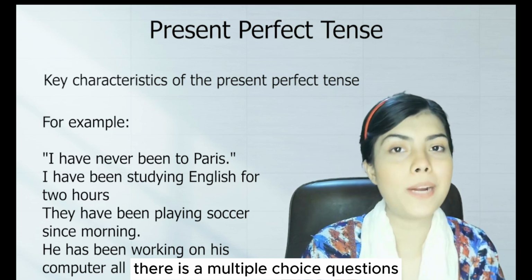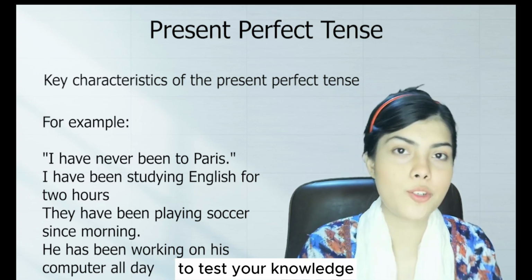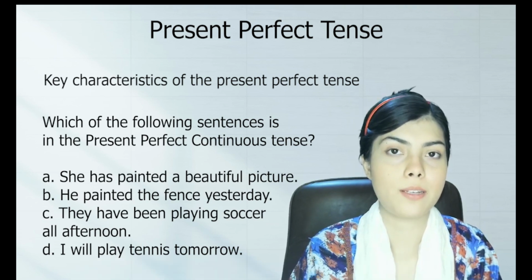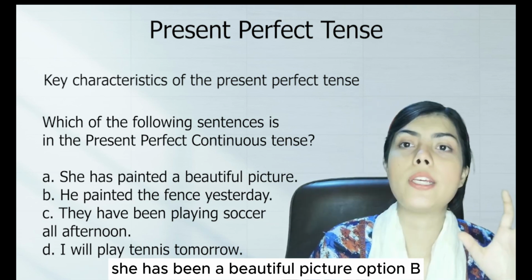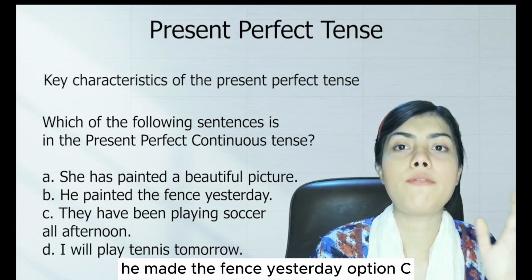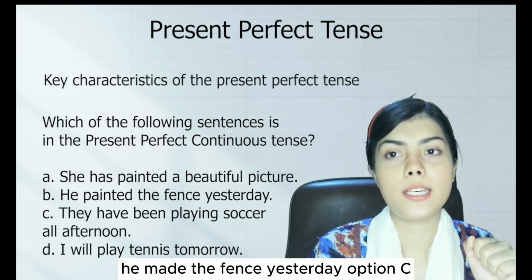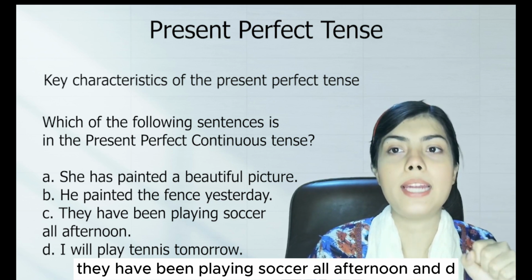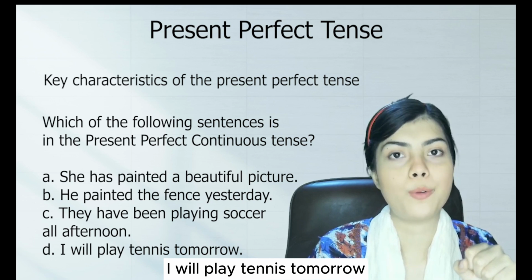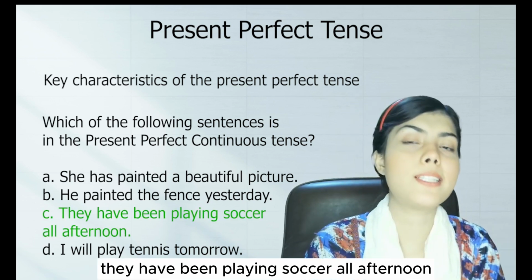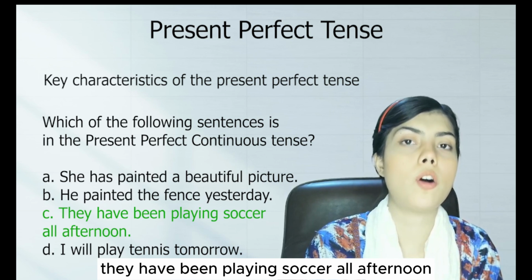Here is a multiple choice question to test your knowledge. Which of the following is the present perfect tense? So option A, she has painted a beautiful picture. Option B, he painted the fence yesterday. Option C, they have been playing soccer all afternoon. And D, I will play tennis tomorrow. You can pause the video and check your answer. The correct option is they have been playing soccer all afternoon.